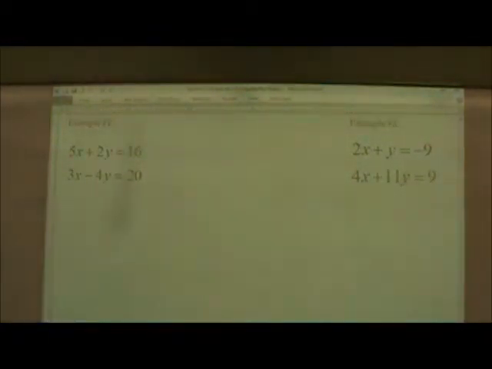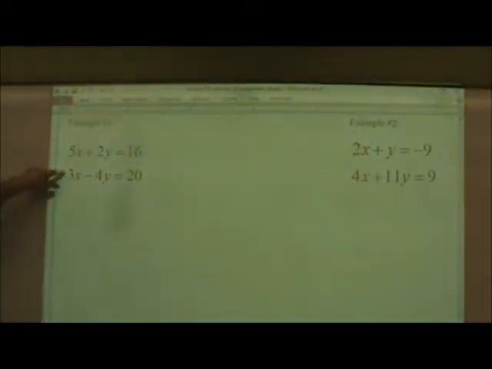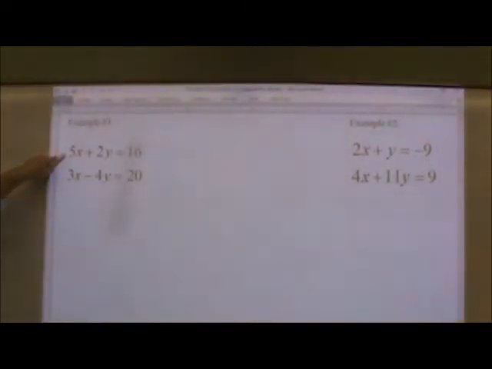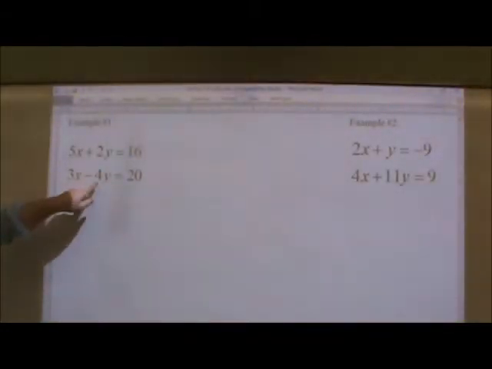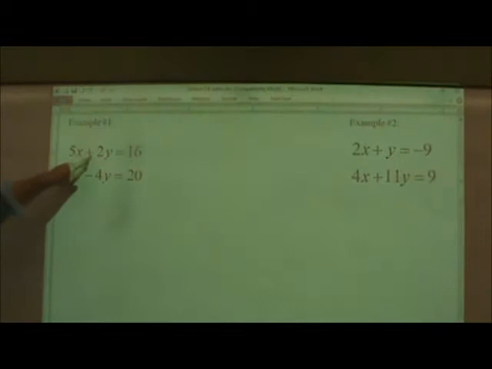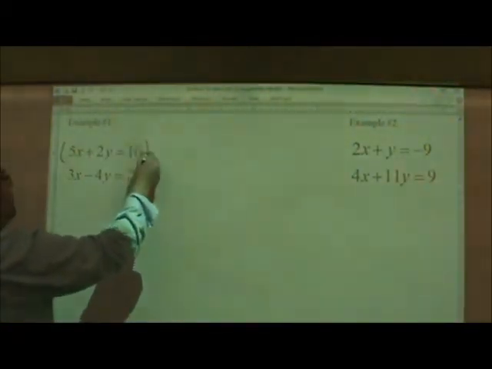If we look at this example, there is going to be an easier variable to eliminate this time. You look at the factors, 3 and 5. Can I multiply 3 by something and get 5? No. But I got 2 and 4. Can I multiply 2 by something and get 4? I can. What are we going to multiply 2 by to get 4? It's 2. So we're going to multiply the top equation by 2.